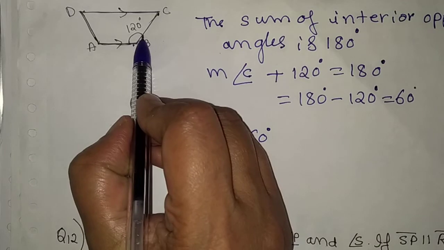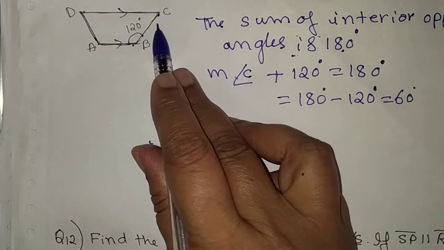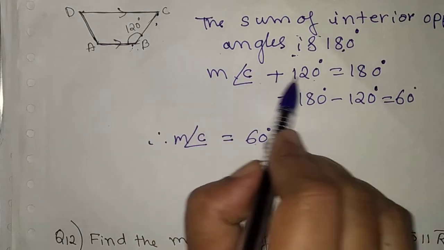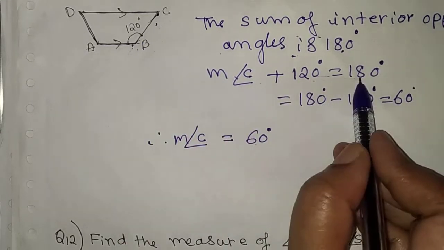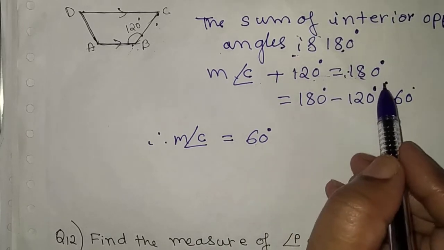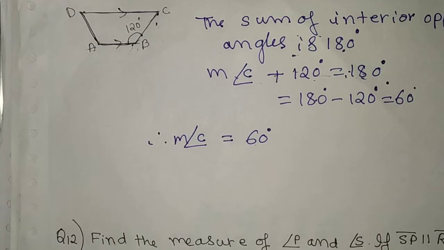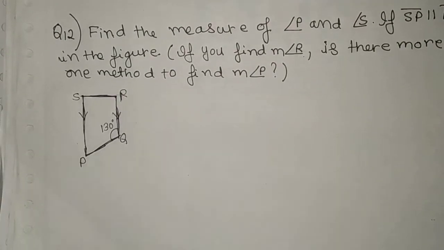So adding this, we have the sum of the interior angles as 180. Take this one, then add this. Both are angles next to each other. Add this, we get 180 degrees. So we know the sum is 180. Then simplify C, we will get 60 degrees. So we move on to the 12th problem.